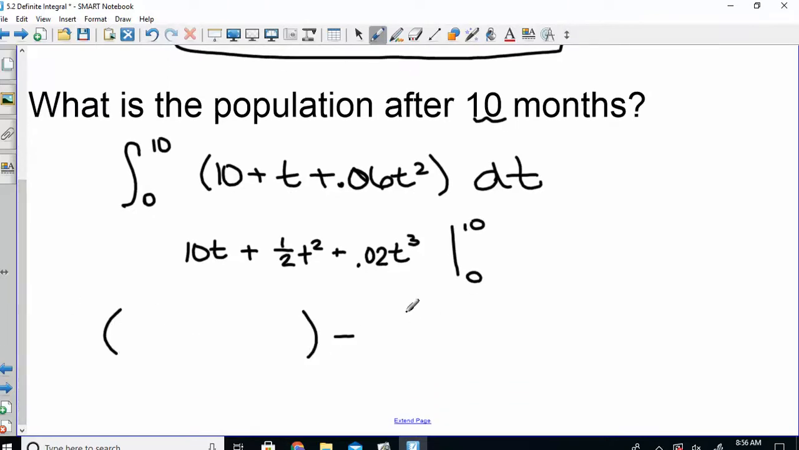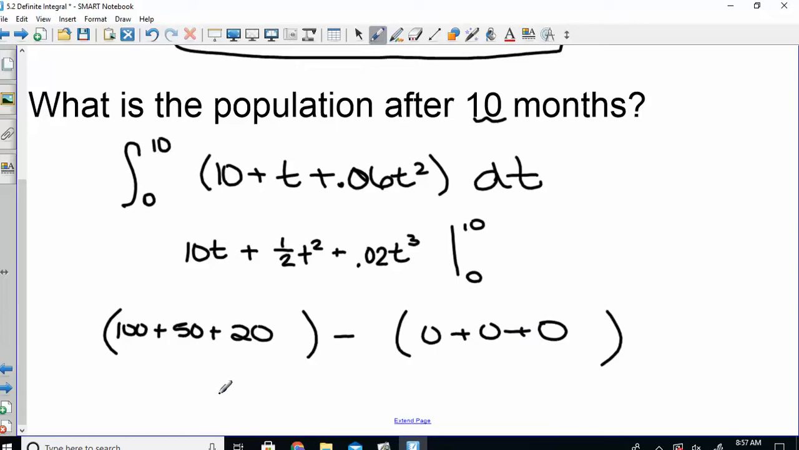All right, so what we have to do is plug a 10 in, plug a 0 in, and subtract those things. So if we put in a 10, 10 times 10 is 100. 1/2 times t squared. 10 squared is 100 times a half is 50. T cubed would be 1,000 times 0.02. So it's like 1,000 times 2 over 100. So we get 20. When we put in a 0, all those things are 0. So we get 170. That is not my final answer, though.